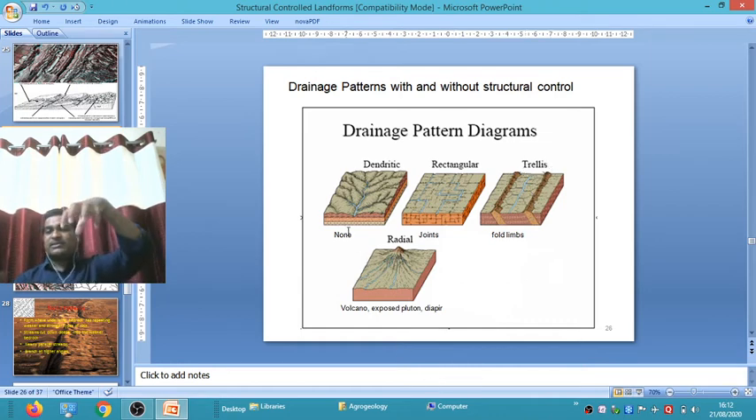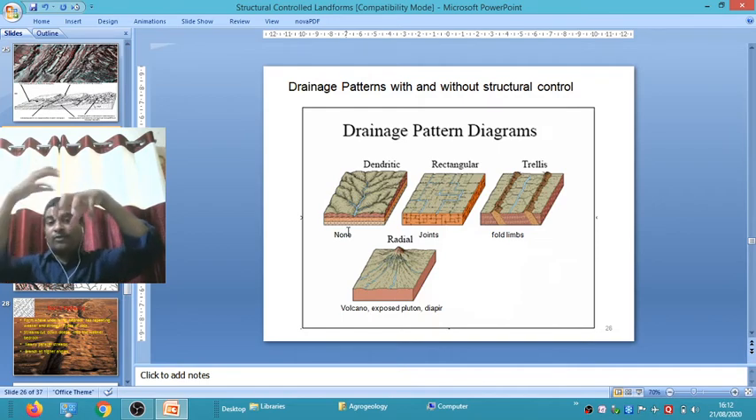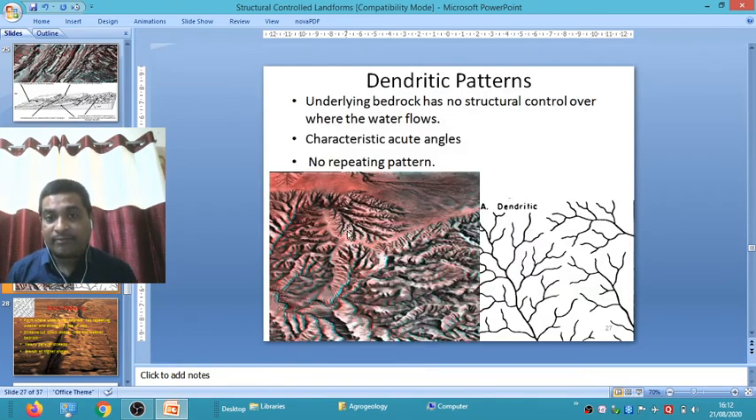Radial drainage pattern means the drainage is around a volcano. Suppose this is the volcano. Here is one stream, second stream, third stream, fourth stream and fifth stream. A number of streams starting from one origin is called the radial type of drainage pattern.